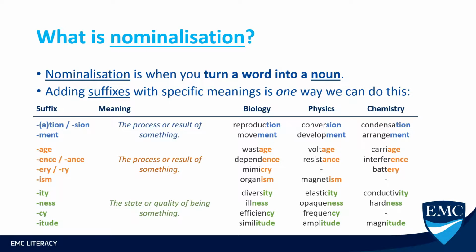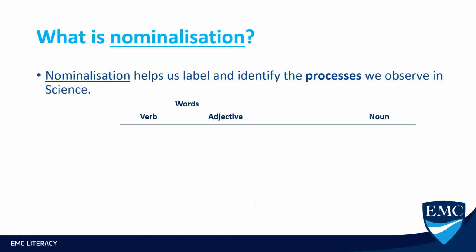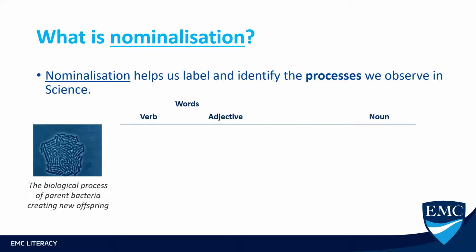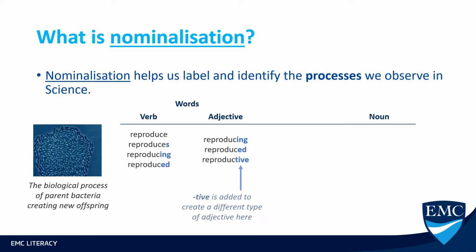Nominalisation helps us label and identify the processes that we observe in science. Here we see the biological process of a parent bacterium creating new offspring. They reproduce. The reproduced bacteria reproduce more bacteria. We observe a reproductive process. We've got a different suffix, -tive, here, which has been added to create a different type of adjective. This one means the function of something. So reproductive means the function to reproduce.